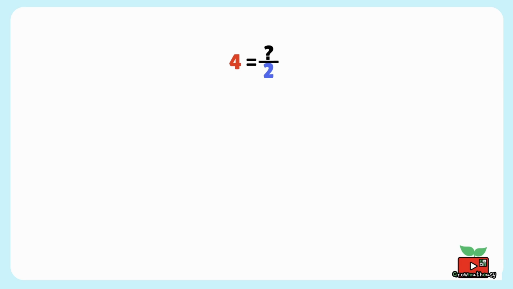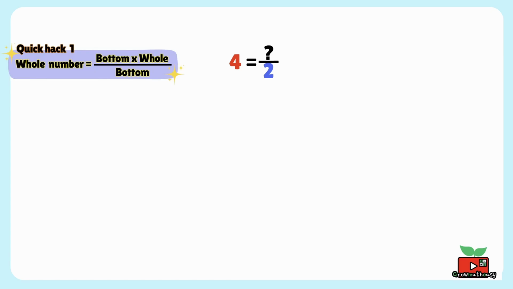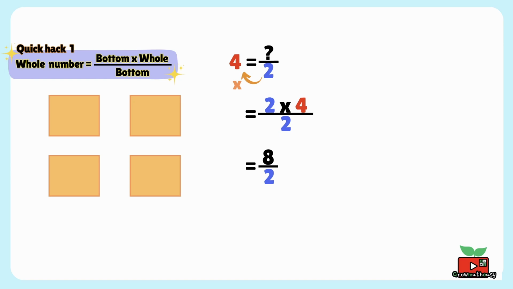Here's another example. Change the whole number 4 into an improper fraction with a denominator of 2. Remember the hack? It's the bottom multiplied by the whole number. All we do is keep the bottom number, our denominator 2, and multiply it by the whole number 4. 2 times 4 is 8, so 4 wholes equal 8 halves. Think about it. That means 4 wholes are made up of 8 parts when each whole is divided into 2 equal parts. That was super easy.